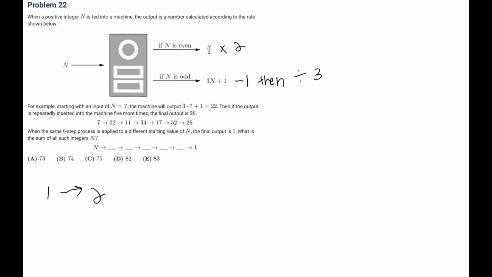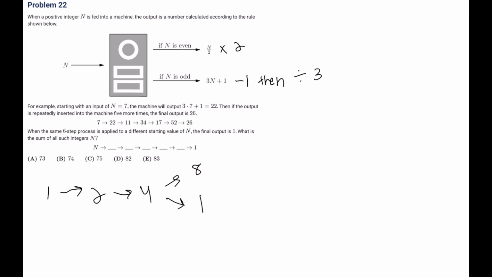And then we repeat this step for 2. We can multiply by 2 and get 4, or we could subtract 1 and divide by 3, which is not an integer, which means the next number is 4. If you repeat this step, 4 times 2 is 8, and 4 minus 1 is 3, divided by 3 is 1.